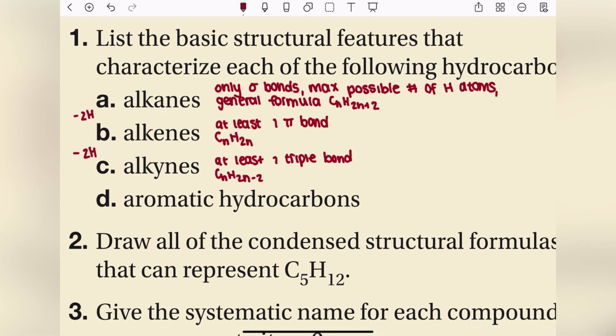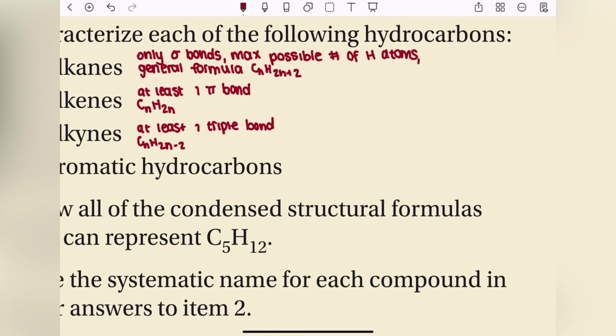and aromatic hydrocarbons, they are rings that have 6 carbon atoms. So 6-membered carbon atom rings.